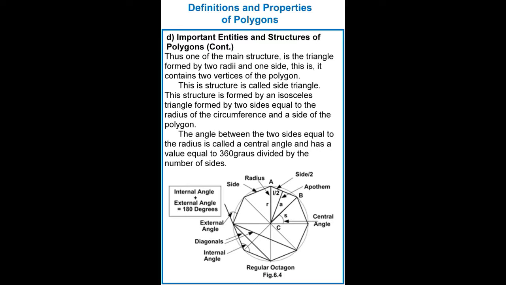The angle between the two straight line segments equal to the radius is called the center angle and has a value equal to 360 degrees divided by the number of sides.